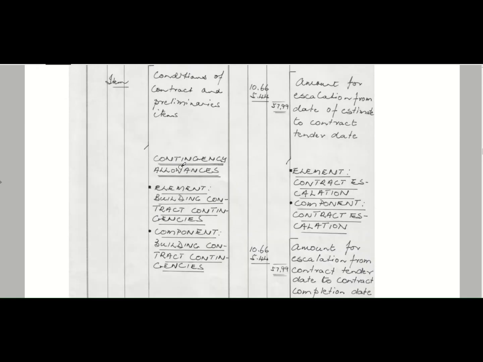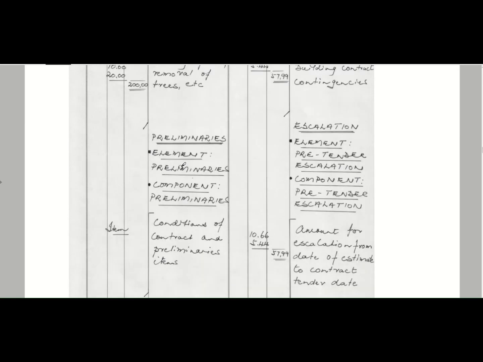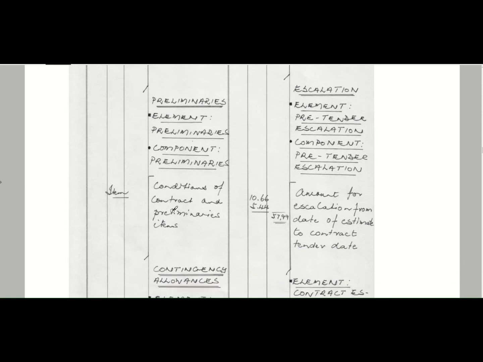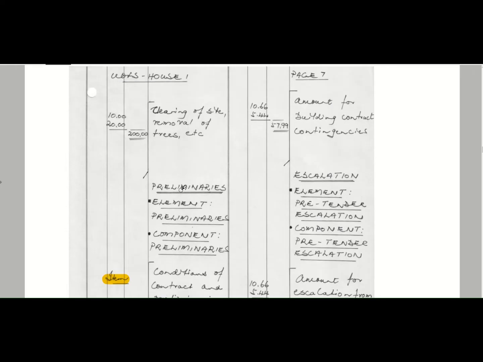Okay, so here's all the measurements. Here's the preliminaries. You can see it's measured as an item. So for your purposes, you're going to use a percentage whenever you calculate your P's and G's. Clearing of the site, removal of trees, etc. Amount for building contract contingencies also allowed here.